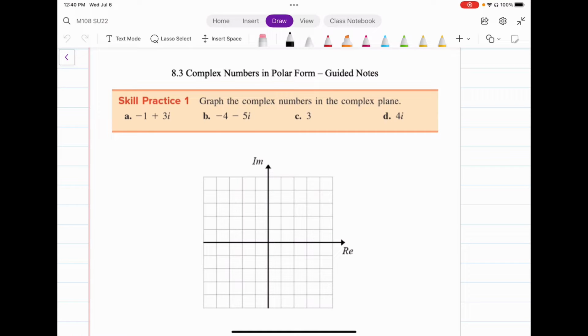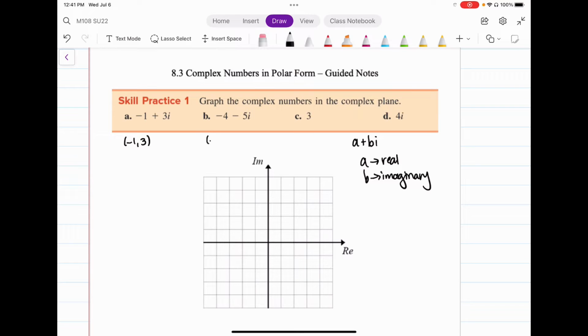Okay, graphing the complex numbers in the complex plane. Remember, complex numbers are written in the form a plus bi, where a is the real number and b is the imaginary number. And in this plane, the real numbers are on the horizontal axis and the imaginary numbers are on the vertical axis. When we're looking at question A, the point is -1, 3.